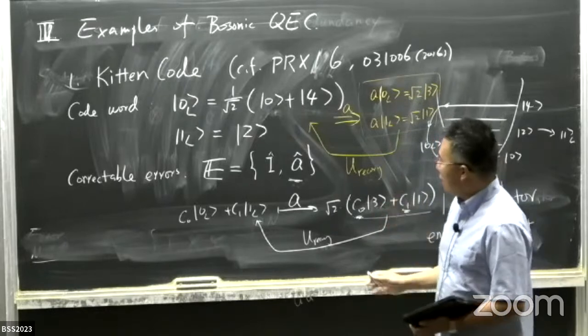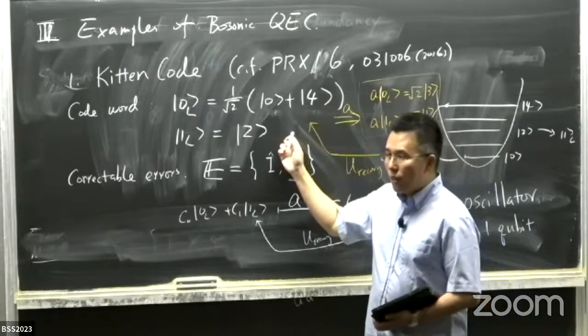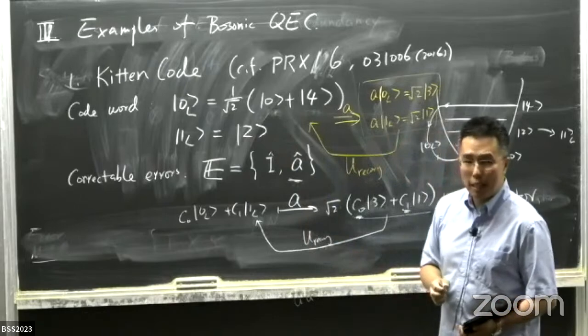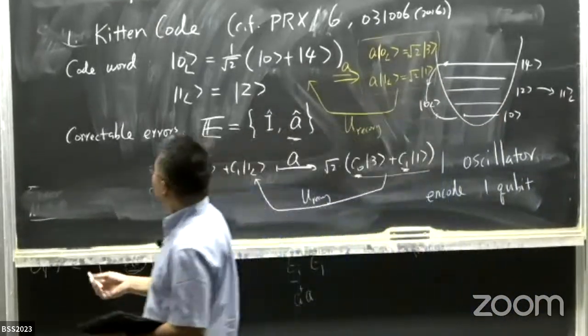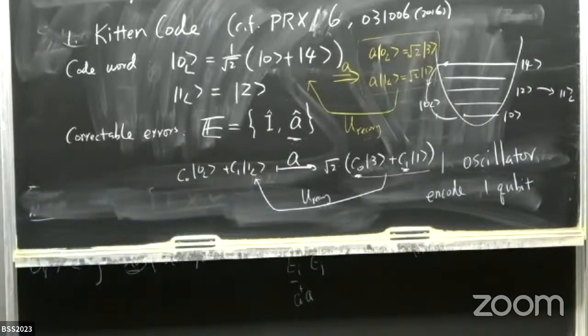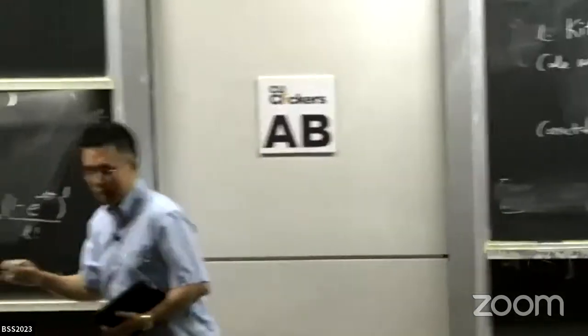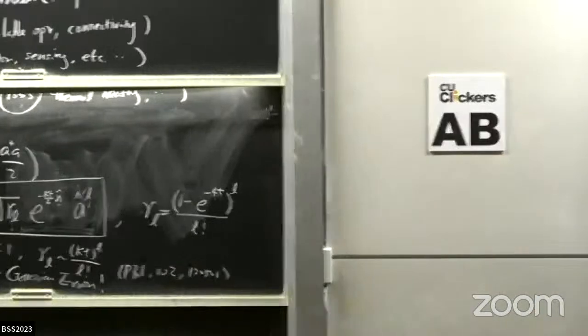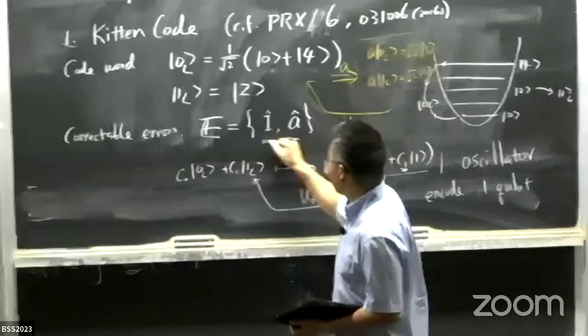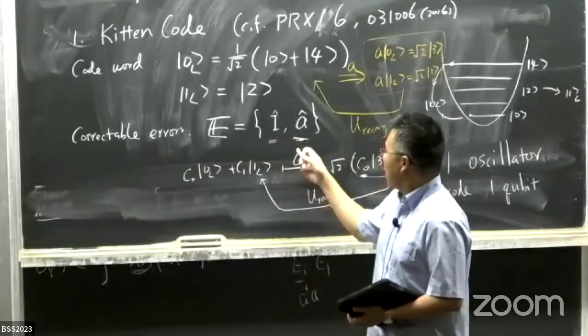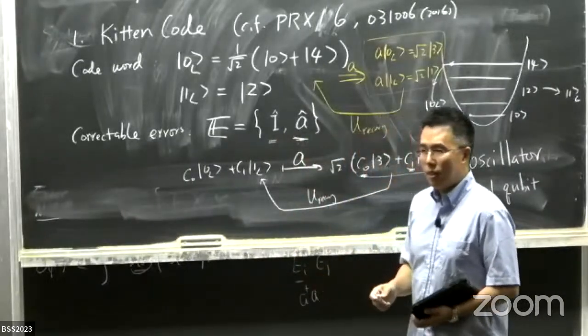And moreover, there is a subtlety. If there's no photon loss, then one should be extra careful, because there is a back action for the true no photon loss errors. Okay, but I'll come back to that later. Before that, are there any questions about this ideal case with ideal identity and the photon loss annihilation error?